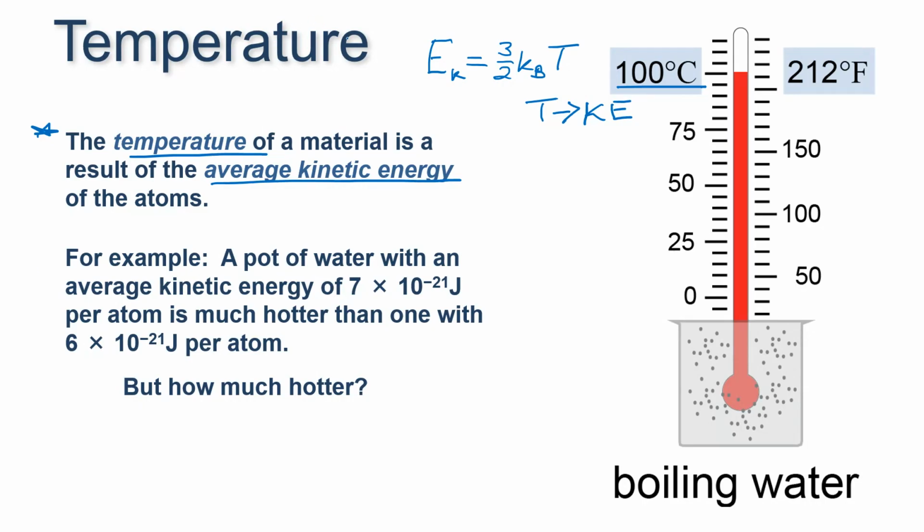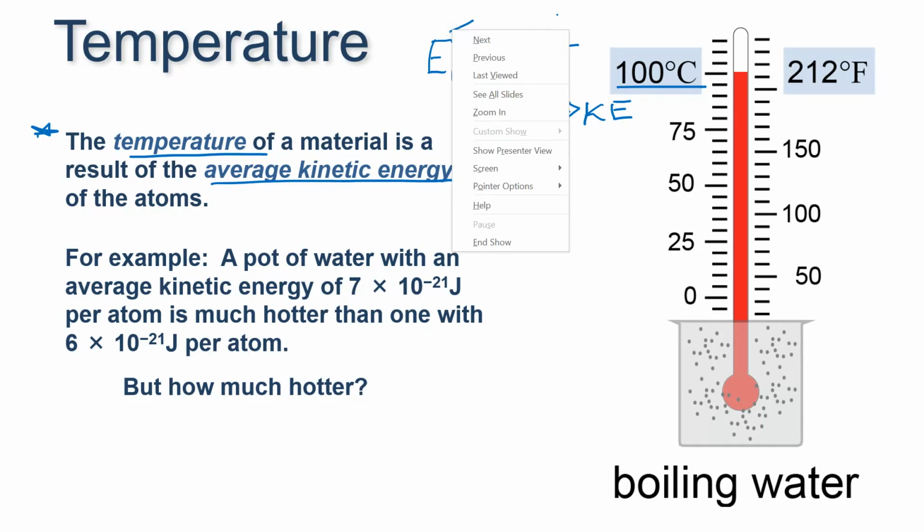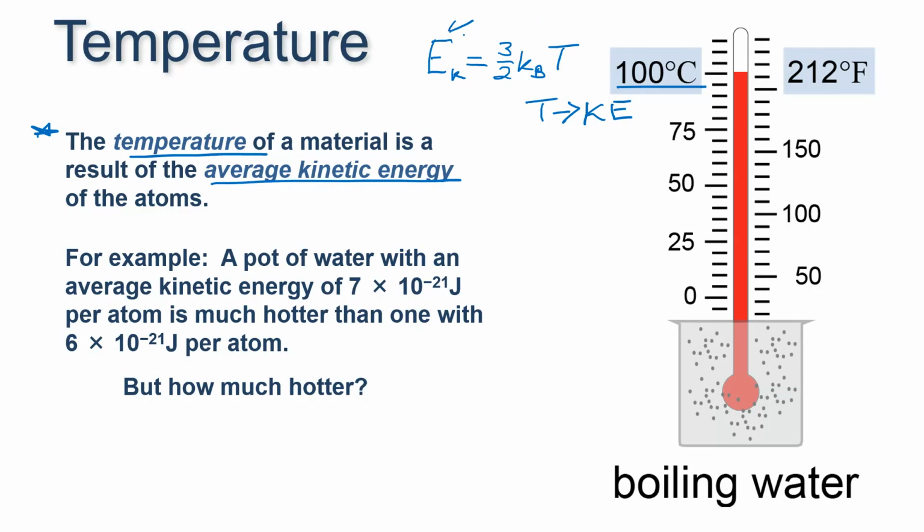So here you have energy, right? And then you have the temperature. So that's the mathematical relationship between energy and temperature. There's a mathematical relationship between the temperature of something and the actual kinetic energy it has, the average kinetic energy.